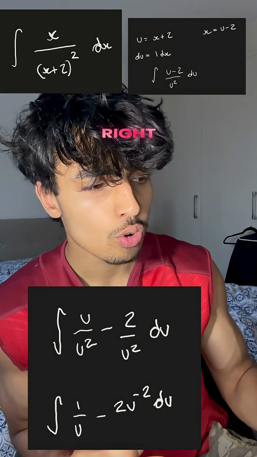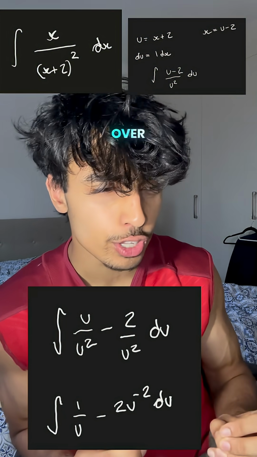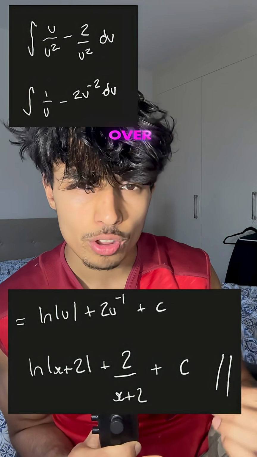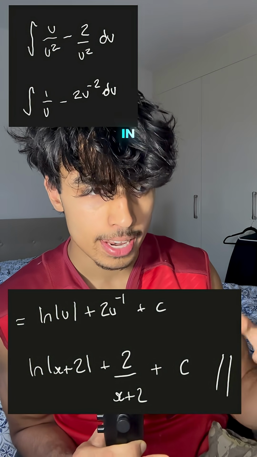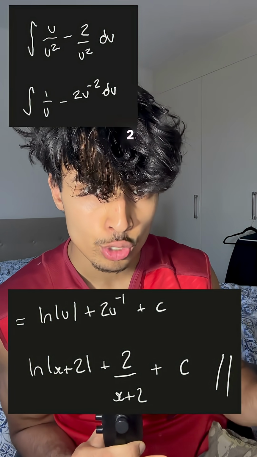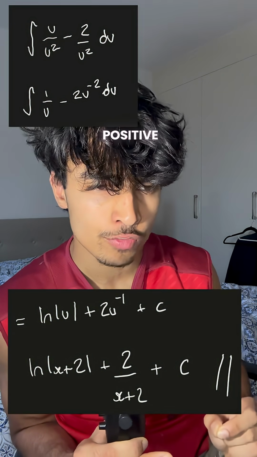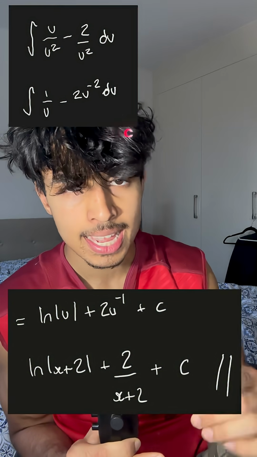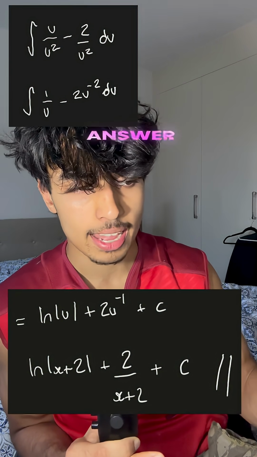Then we can write that as the integral of 1 over u minus 2u to the negative 2 du. And then obviously 1 over u integrates to ln u. And when we add 1 to the power in minus 2u to the negative 2, we get negative 1. And negative 2 divided by negative 1 is positive 2. So the answer is ln u plus 2u to the negative 1 plus c. And then we sub in our u for x plus 2, and we get that answer.